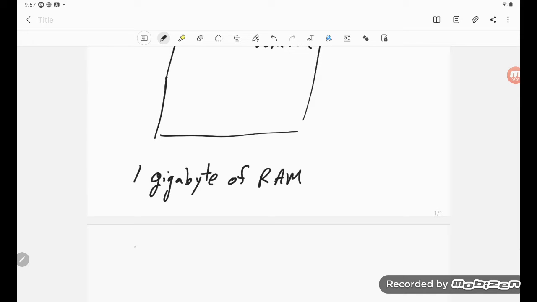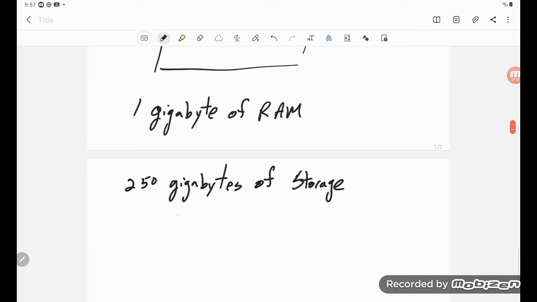And then you'll see things like 250 gigabytes of storage of some kind. Now, that may be the solid state drive, okay, or SSD. It could be a mechanical unit.